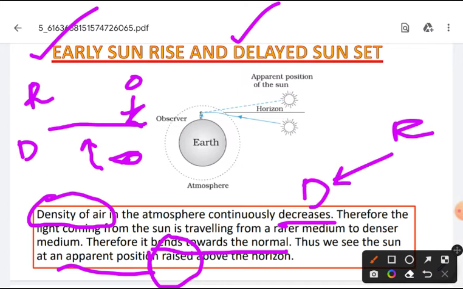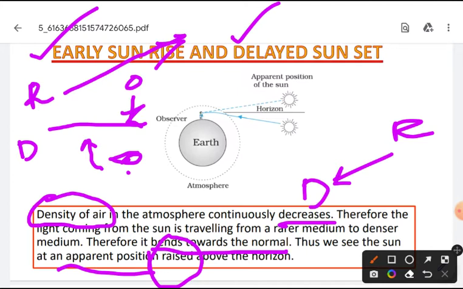Towards normal. And at the same time, when the fish is looking at the man, he seems to be a very giant person. And what I have to say is that when we look from the denser medium to the rarer medium, the sun is at an apparent position just raised above the horizon.